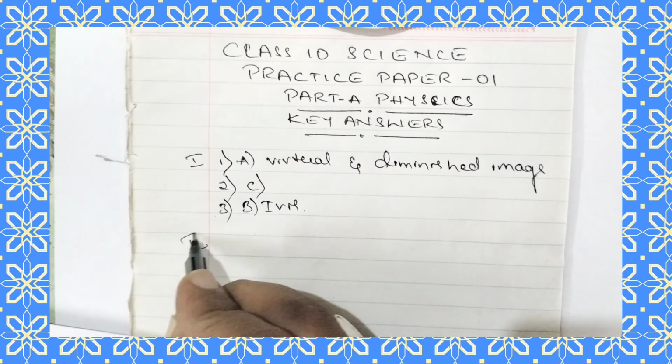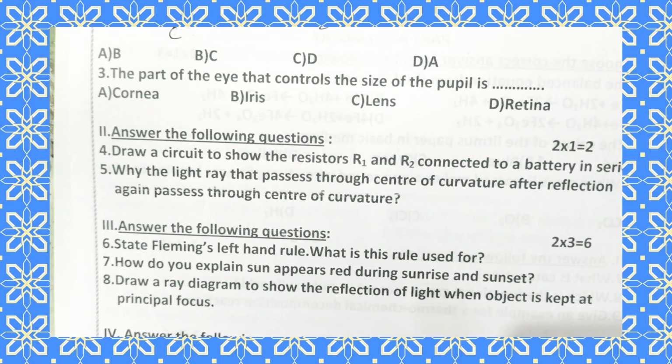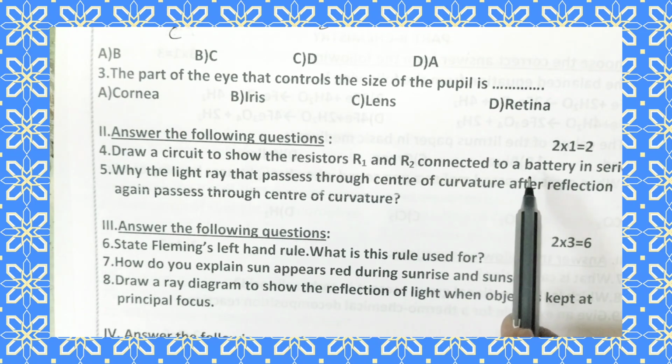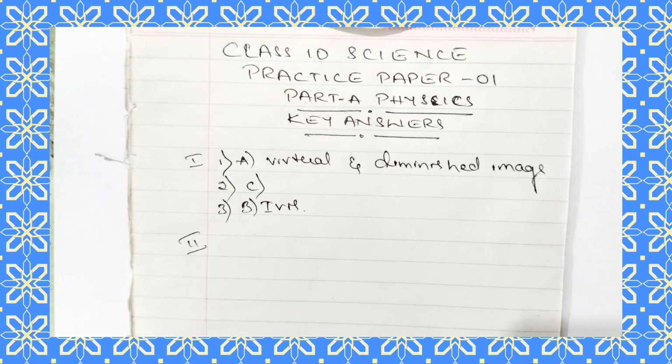Now let us move for question number 4. That is, draw a circuit to show the resistors R1 and R2 connected to a battery in series. So series connection should be shown.